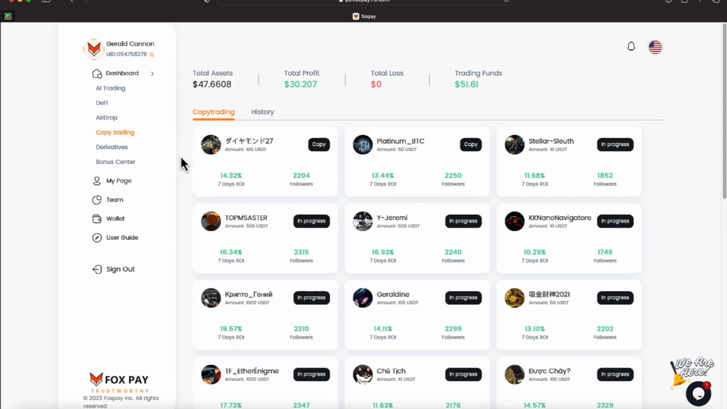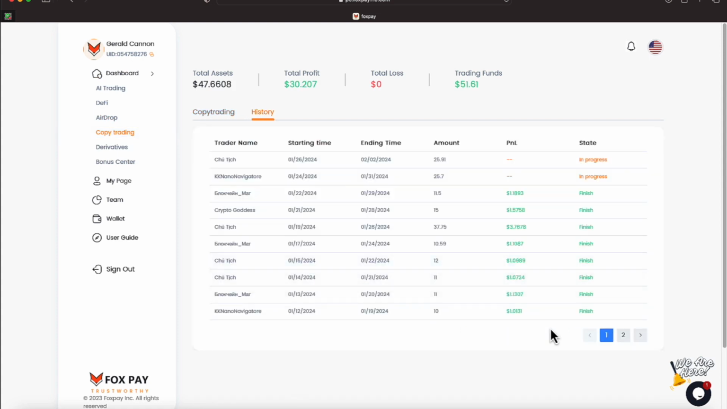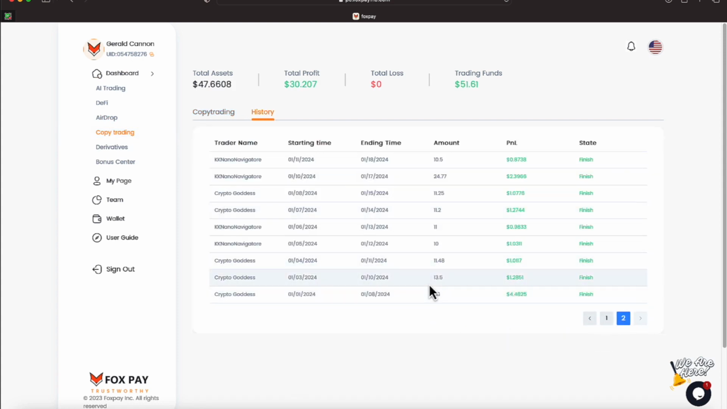Copy trading, we're participating on that. If we go to history, I'll go to page two. You can see we've been doing that since January the 1st. And here's some various amounts here. We've done $10.50 to as high as $66. And you can see it there. And then our profit and loss is in green here. And it tells us the state of those are finished.